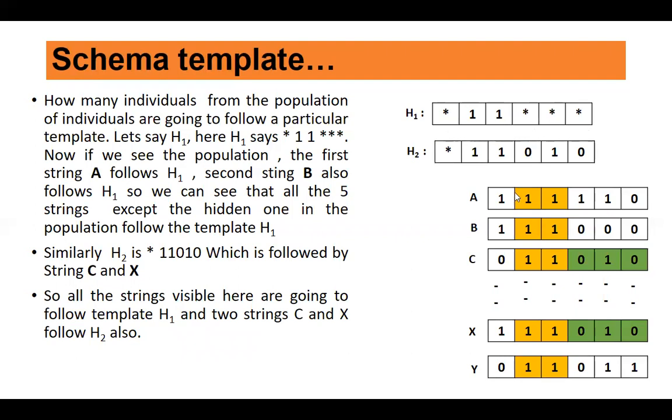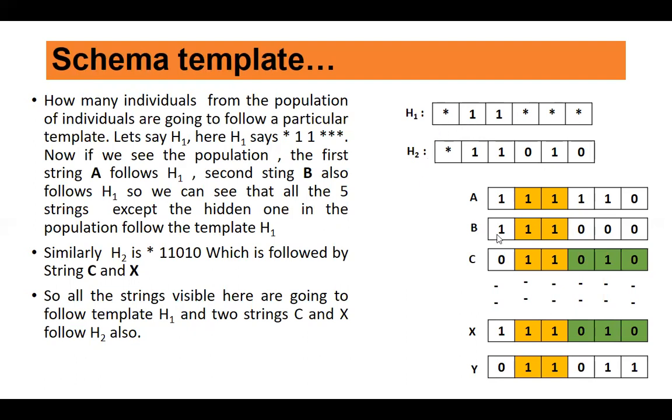Now, if you see the population, the first string A follows H1. What H1 says is star, which means it can be 0 or 1. So it has 1 here. Then it has 1, 1 at this particular position. Then it has 3 stars. Stars can take either 1 or 0, right? So A follows the template H1.